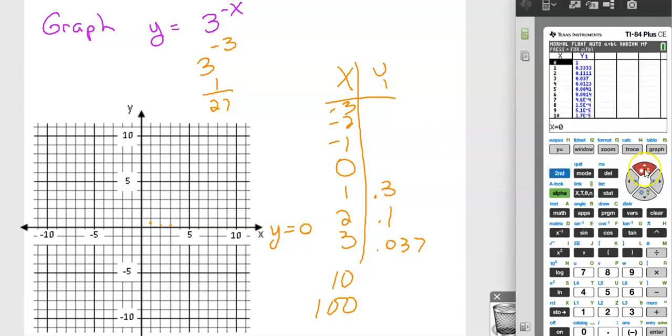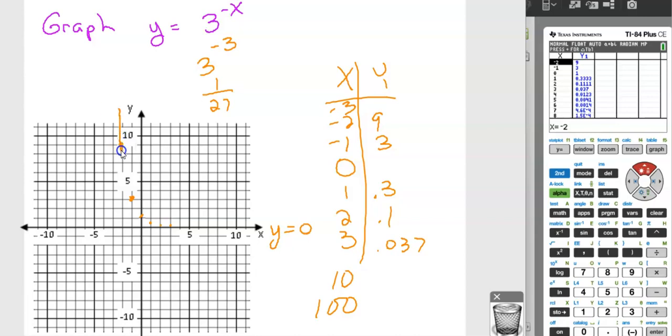I didn't look at the other values, but you have the negative values, -1, -2. So -1, you're going to get 3, and this is 9. So again, it starts off, reading left to right, really big, and then it's going to get exponentially lower. Again, don't cross that line. It doesn't hook back up. It keeps getting smaller and smaller and smaller.